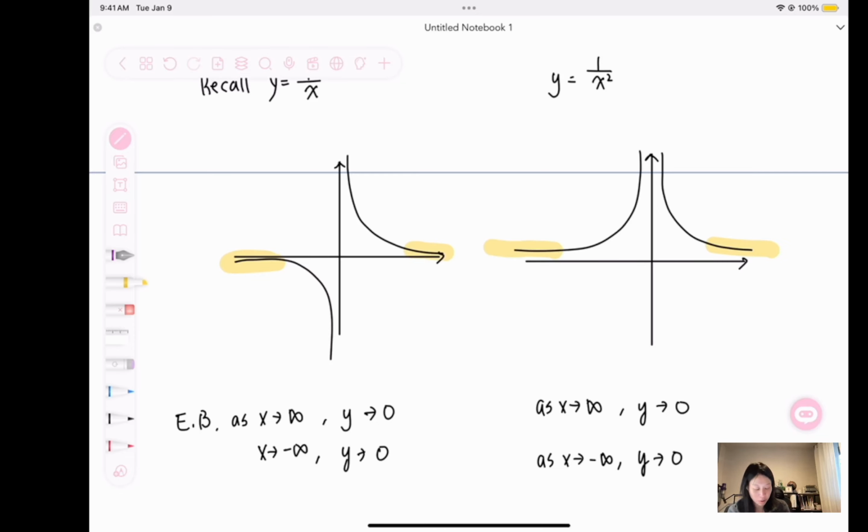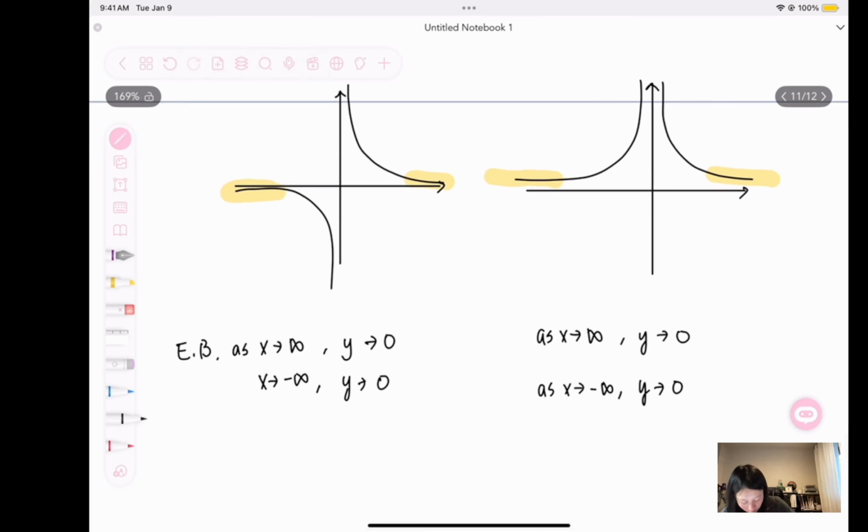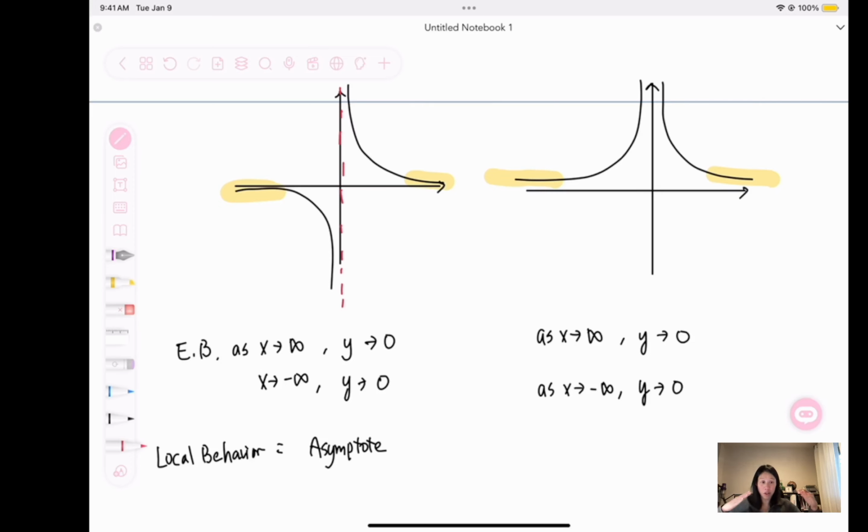Now, let's talk about the local behavior. The local behavior, we usually refer to as the asymptote in a rational function. So let's take a look at what the asymptote is. This is the vertical asymptote. That means the function really approaches this line but never touches it. That's what we call an asymptote.